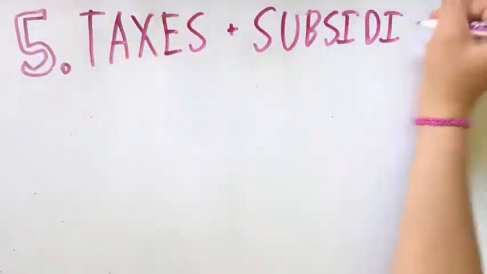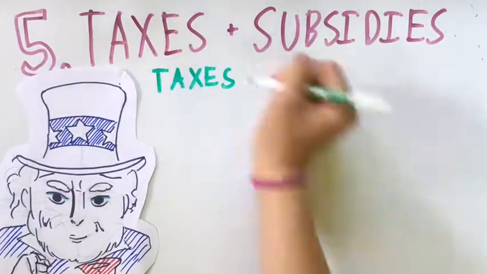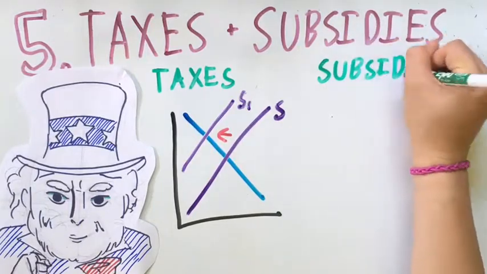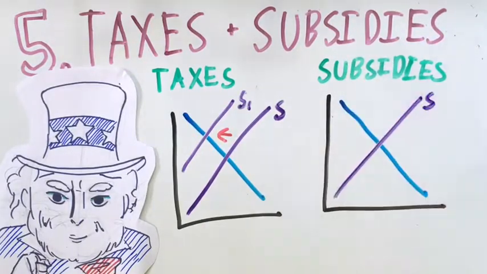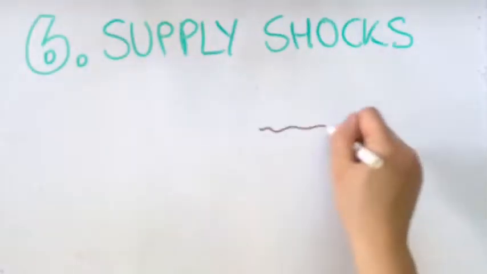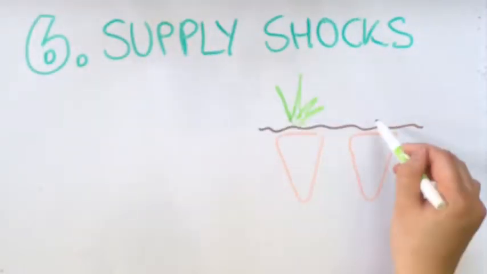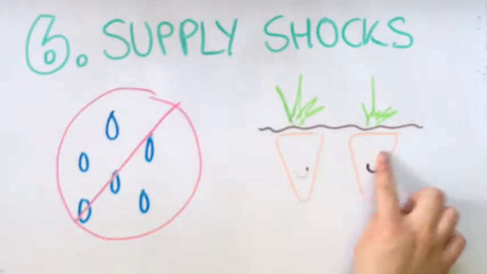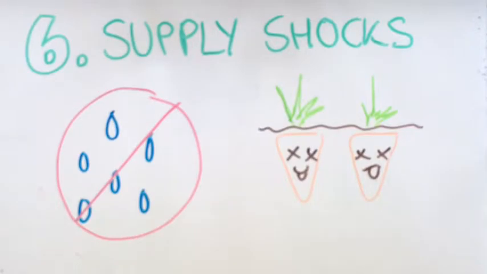The next supply shifter is taxes and subsidies. The government can impose taxes to limit supply or give subsidies to businesses, which increases the supply of the good. Sometimes there can be supply shocks, where unexpected events can affect supply. If a drought occurs, more crops will wither and die, decreasing supply.